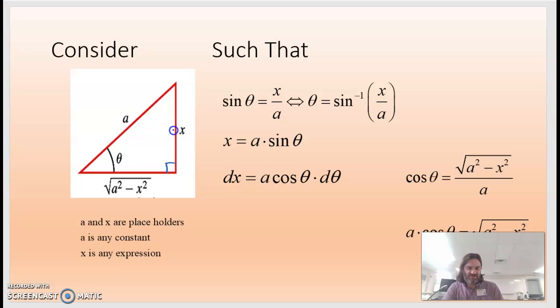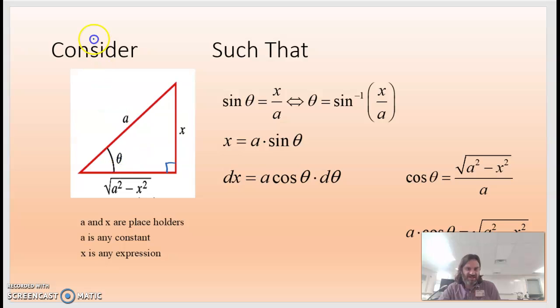And if we label those two things in that way, we can use the Pythagorean theorem to solve for the base down here, which would be the square root of a squared minus x squared. Okay? So these are just placeholders for whatever we would want to put here. So a could be 4, which means a squared would be 16. x could be 1/2 x, which means x squared would be 1/4 x squared.